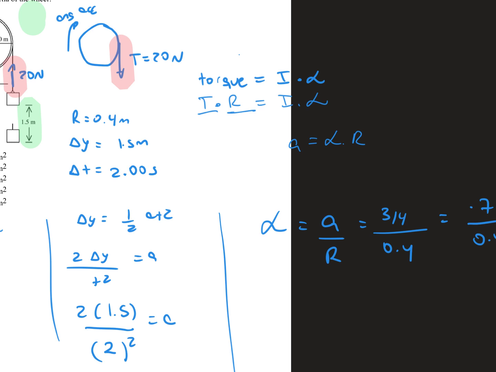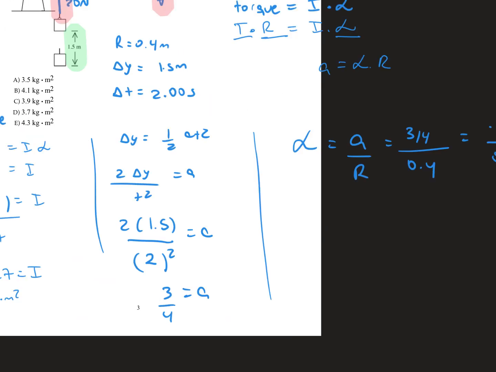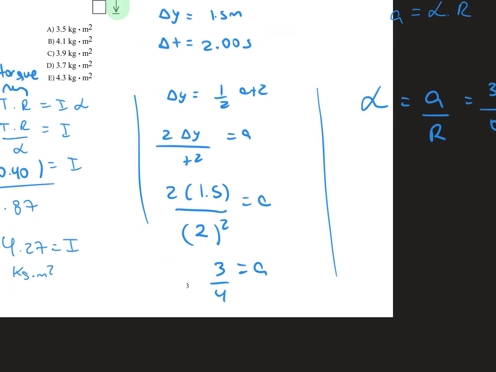So we have one known, which is the 20 newtons. We know the radius, but we don't know the angular acceleration. So the first step is to find the angular acceleration, which is represented as the acceleration divided by the radius. So first we're going to find the acceleration.